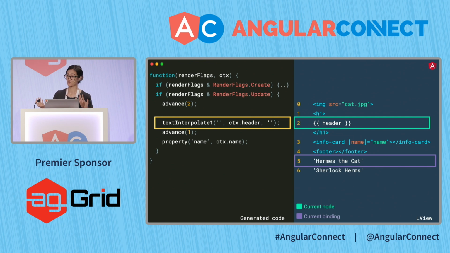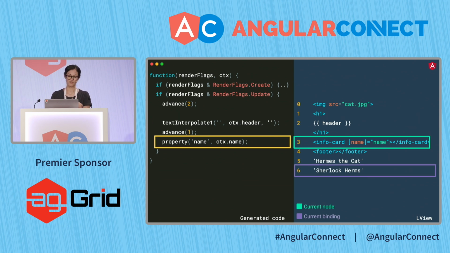So the next time that you go through change detection, we'll be checking against these values that we just saved. So whatever the new value of header is, we'll be checking it against Hermes the cat. And then whatever the new value of name is, we'll be checking against Sherlock Holmes.